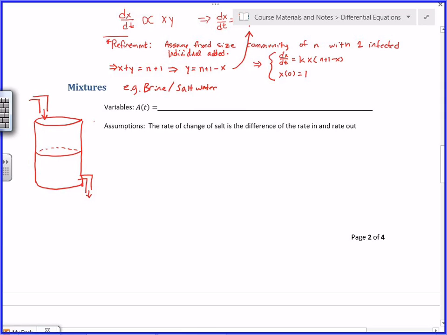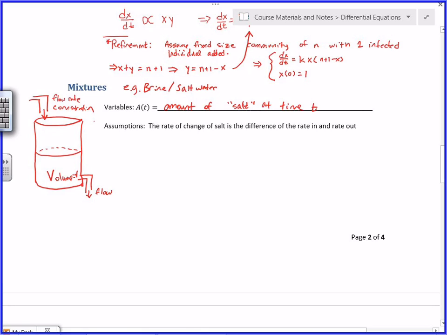Okay, so we've got something being piped in. We're going to model the amount of, let's say for now, I'm going to put in quotes, "salt." That's whatever the substance is at time t. So say this thing has a particular volume V, and we're pumping it in at some particular flow rate and some particular concentration, and then we're piping out at some flow rate.